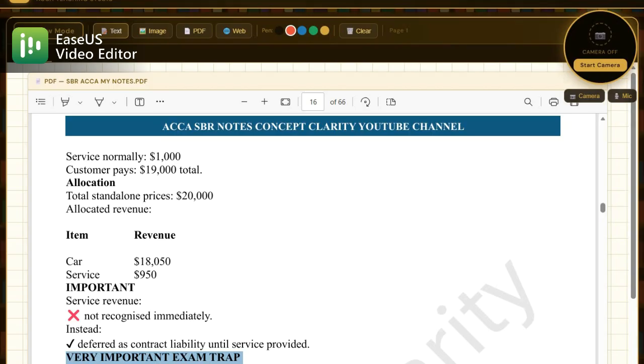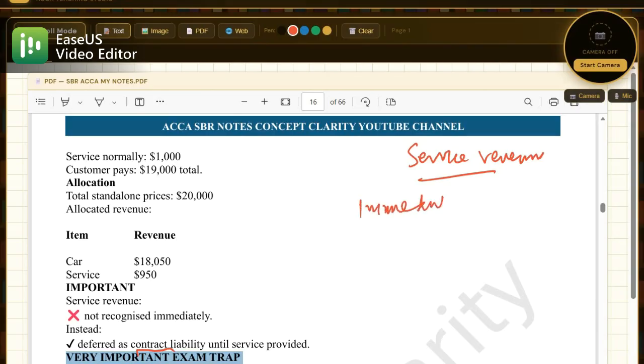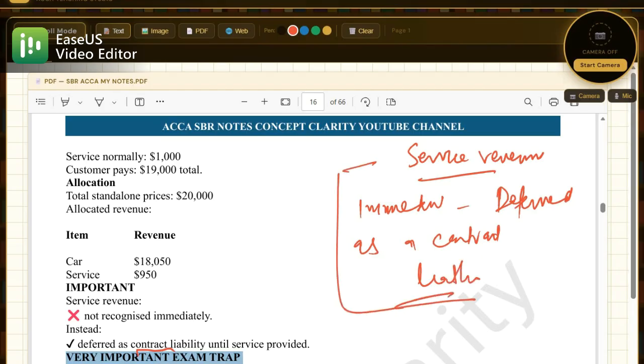Remember the point that service revenue is not recognized immediately. This is very important. It is deferred as a contract liability. You have to remember this. This means service revenue is not recognized immediately, but you have to defer it as a contract liability until the service is actually provided. So this is all about that.